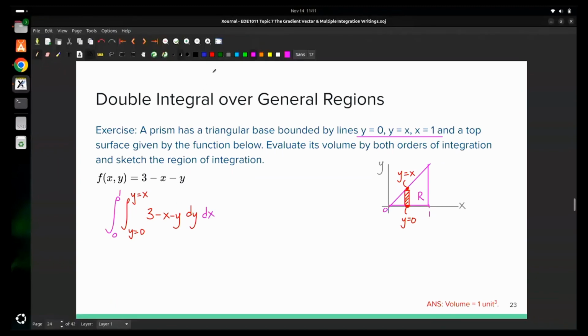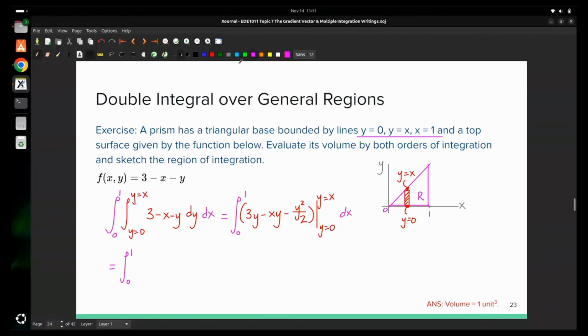So now you just have to perform this integration. Let's do it together. Integrate with respect to y first. So obviously, you're going to get 3y minus xy minus y squared over 2. Then you have to fit in the y equals 0 and y equals x limits. Then you have your dx outside, so integrate 0 to 1.